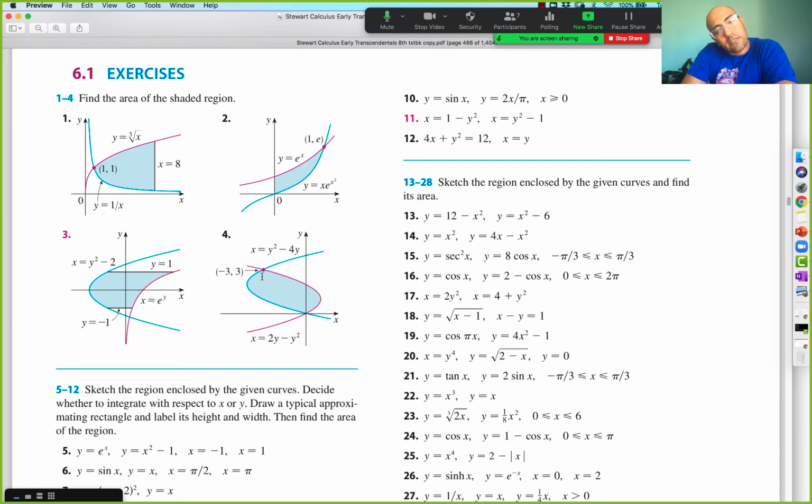But if I tilt it on its side and think of rectangles that are this way, then we have the same rule going across the entire section. We'll have that the red function is always the rightmost function, and the blue one is always the leftmost function. Is that okay?